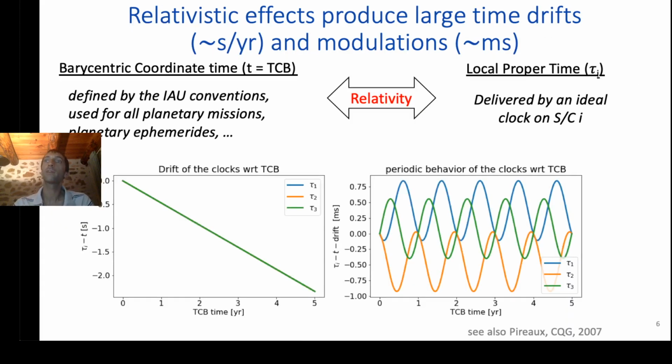Just to give you an idea of the order of magnitude of the various timescales, if you compare the proper time of the three spacecraft with respect to the coordinate time, TCB, you can see that there will be a very large drift, of the order of a couple of seconds over 5 years. This drift directly depends on the semi-major axis of the spacecraft, so it's very similar for the three spacecraft. On top of that, you have some periodic variations, which you can see here, that are different for the three spacecraft and are of the order of milliseconds.